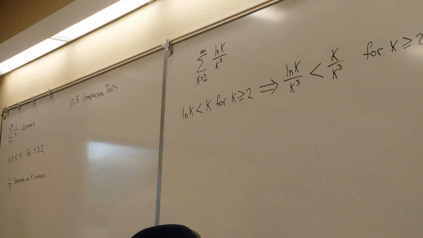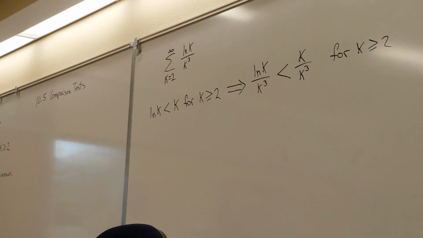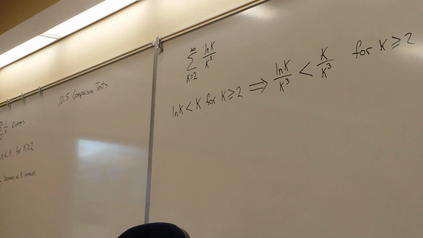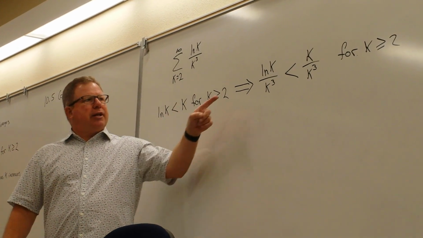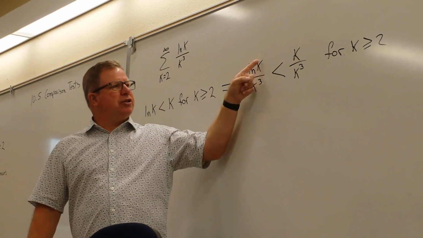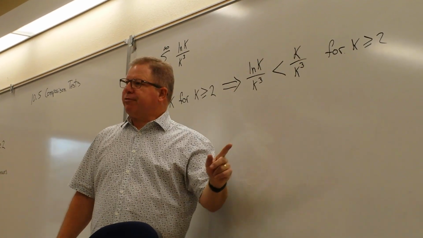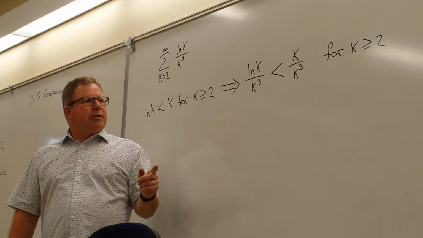Let that sink in. Make sure that makes sense in your head. So if ln k is less than k, that means this numerator is less than that numerator, which means this fraction has to be less than that fraction. Do you agree? Does that make sense? All right.